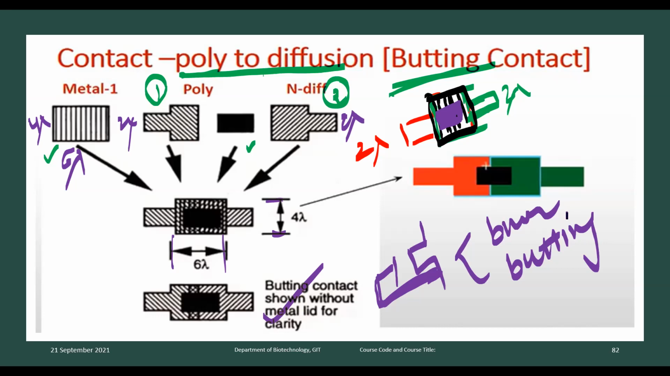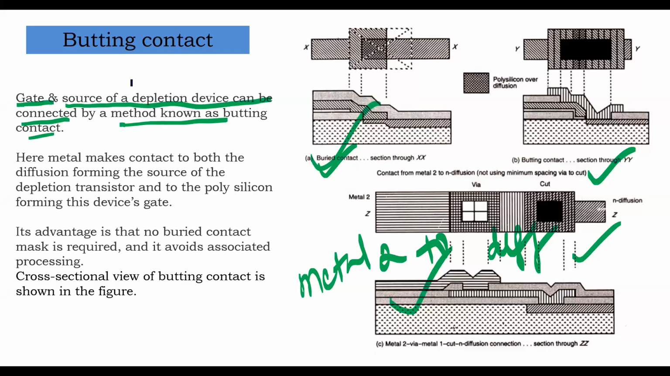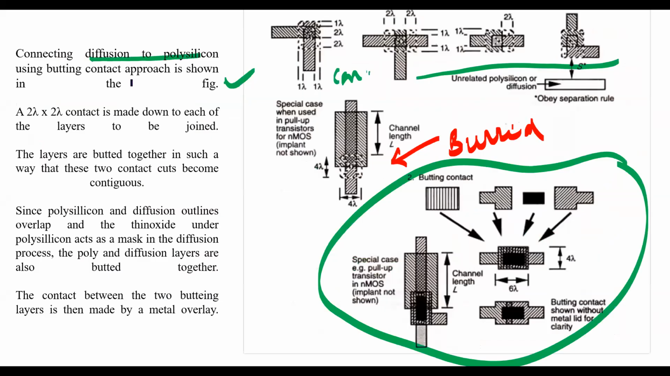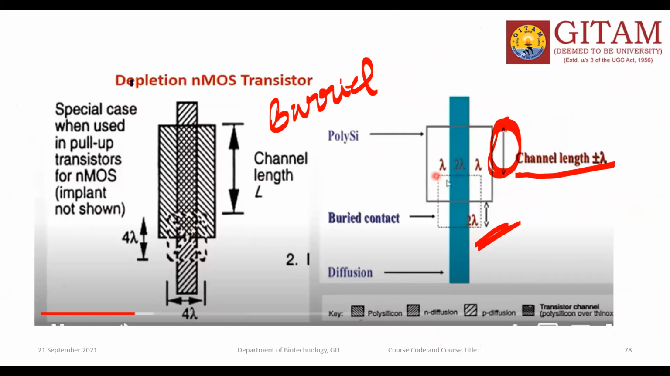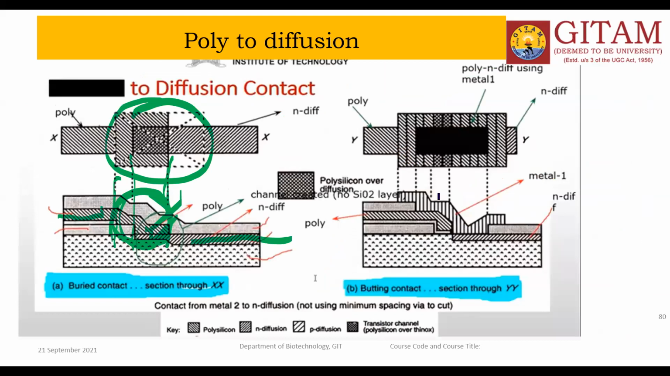In the butting contact, to join the two, that means poly and diffusion, extra metal is required. Whereas in the buried contact, no extra metal is required. See, this is the poly and this is the buried contact, and this is the diffusion. That's the difference.